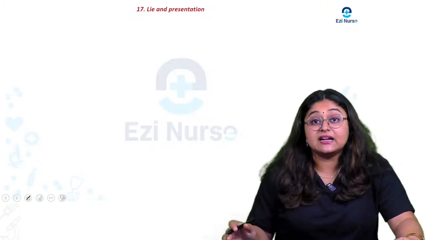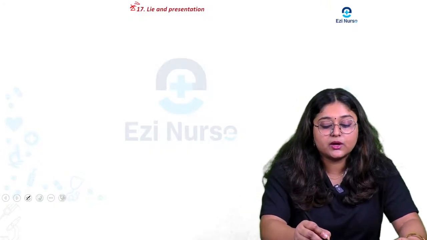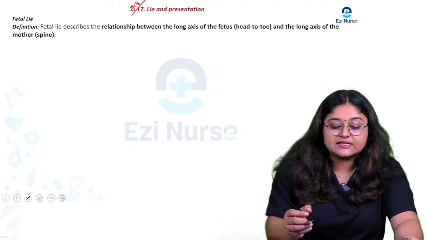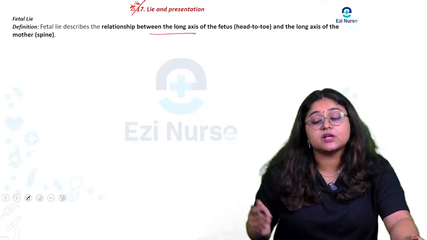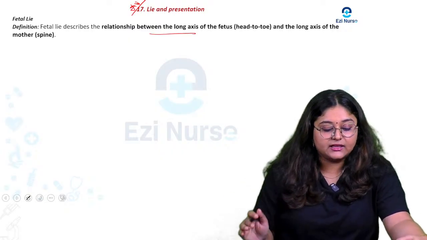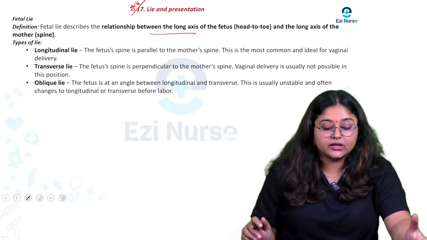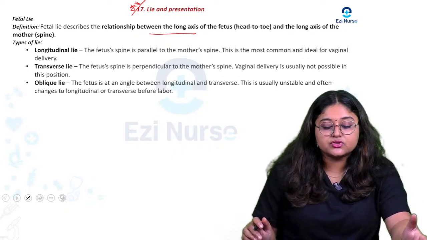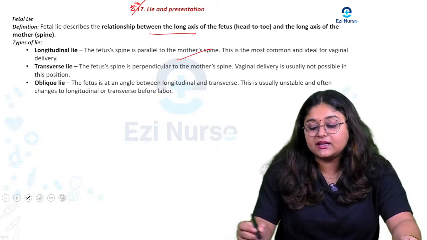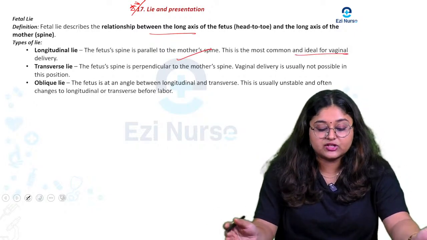Now come to the next, that is lie and presentation. This is also one of the most important questions. So what do you mean by fetal lie? It describes the relationship between the long axis of the fetus, head to toe, and the long axis of the maternal spine. So what are the types? Longitudinal, transverse and oblique. Longitudinal is where the fetus's spine is parallel to the mother's spine, and it is the most common and ideal for vaginal delivery.